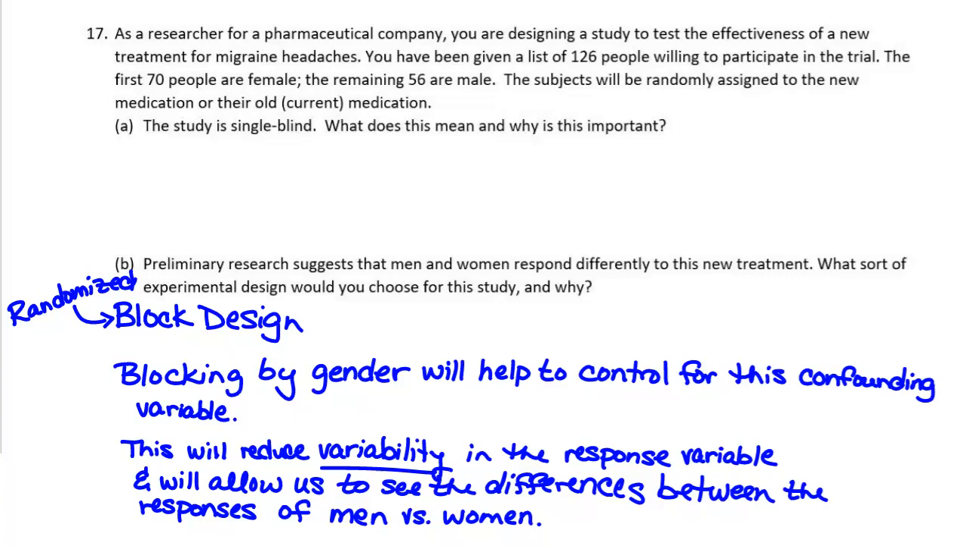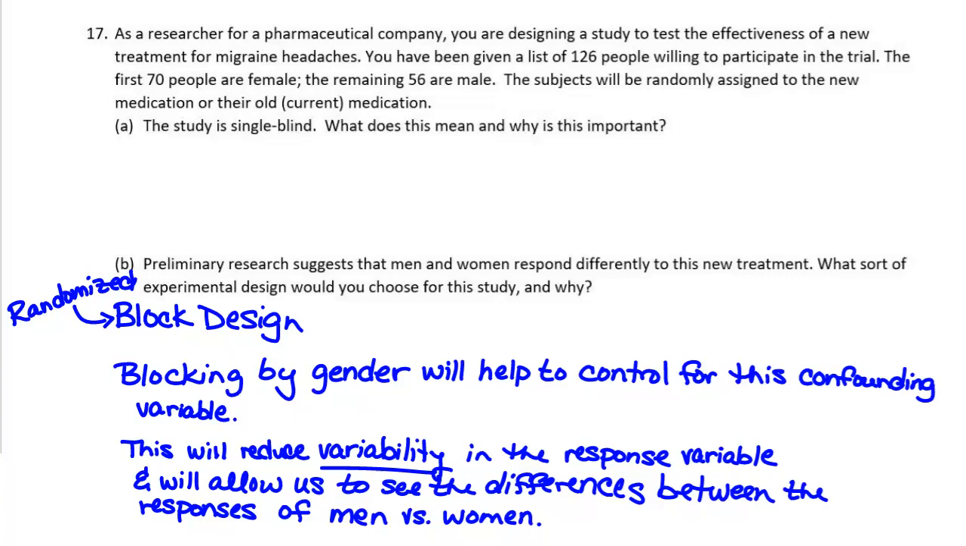So stratified random sampling would be to say, if we had everybody that is taking medication for migraine headaches, and I randomly selected 70 women and then randomly selected 56 men from that population. That would be stratified random sampling.